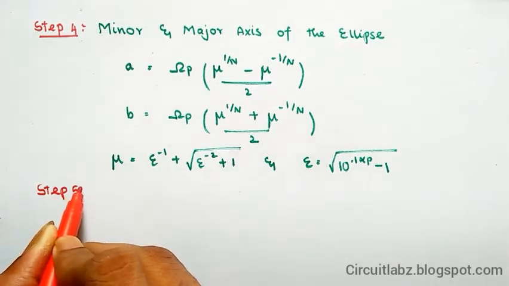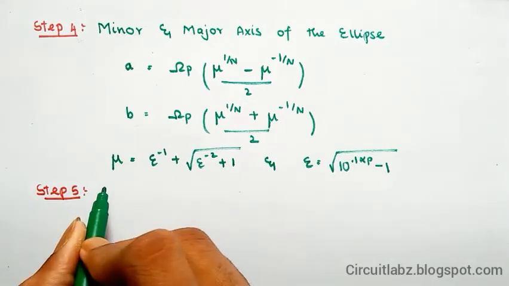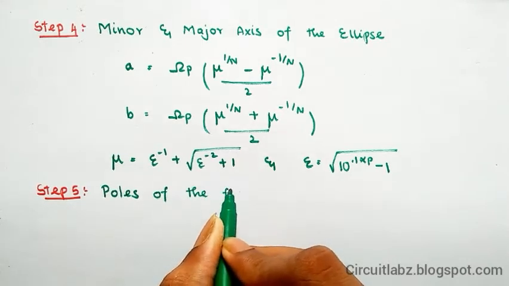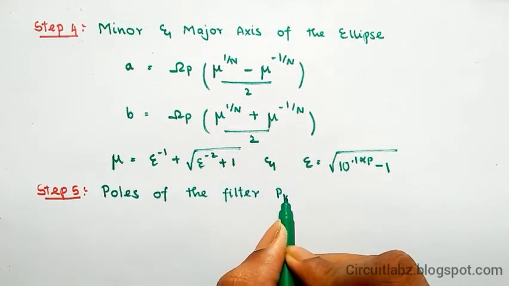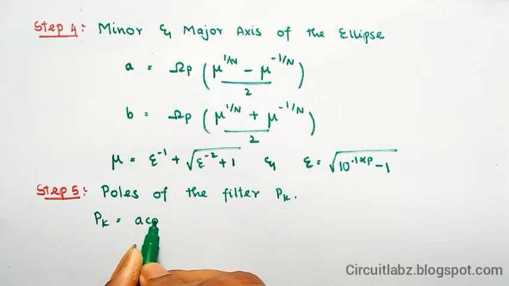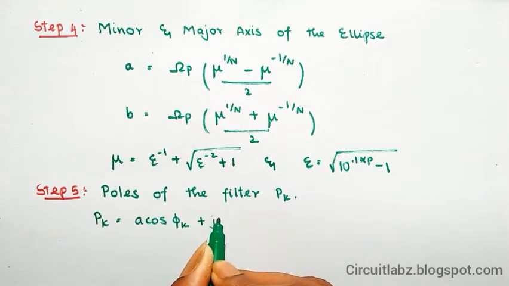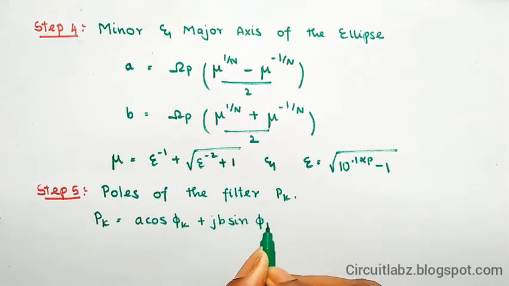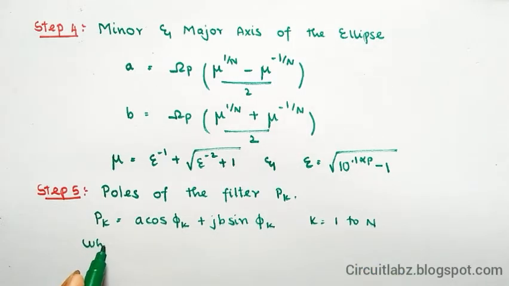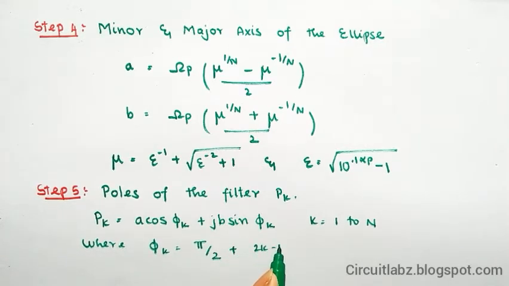So we move on to step 5. In this step we will find the poles of the filter, which are denoted by p suffix k. p k is equal to A cos phi k plus j B sin phi k, where k ranges from 1 to n, and phi k is equal to pi by 2 plus (2k minus 1) divided by 2n times pi, where k ranges from 1 to n.